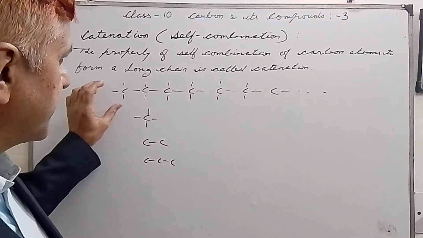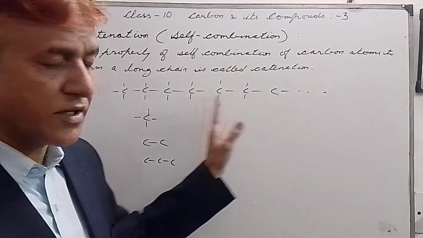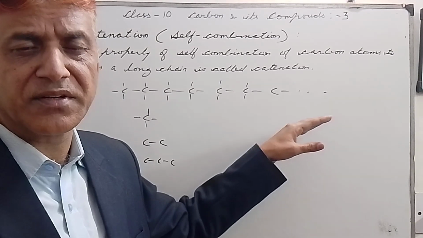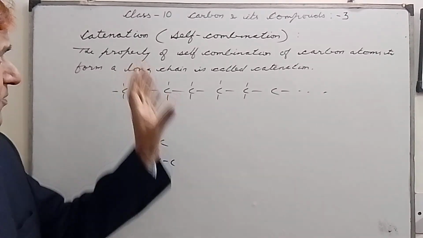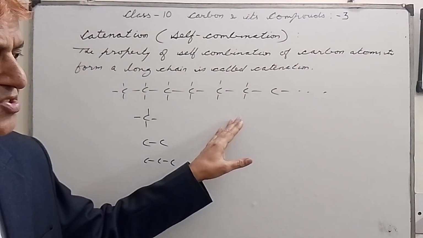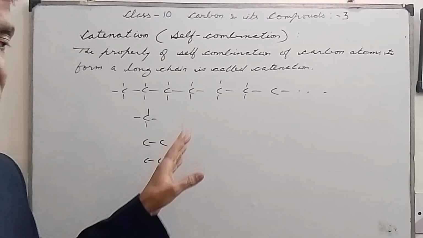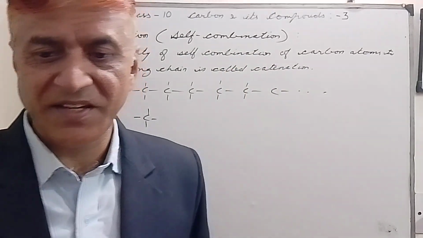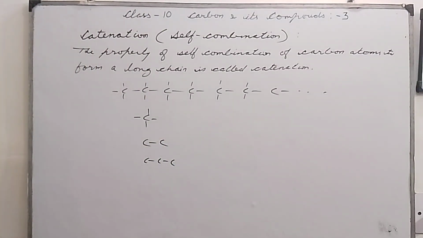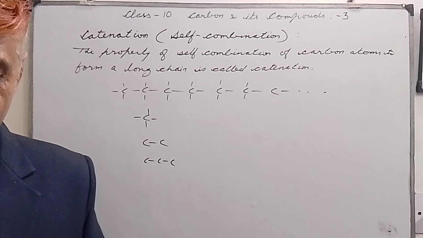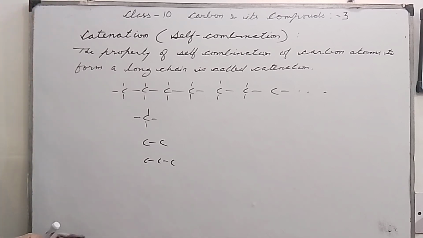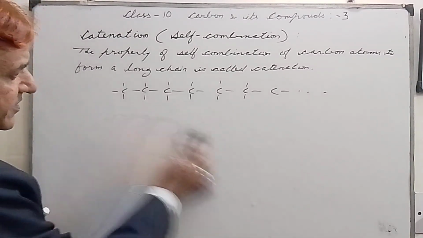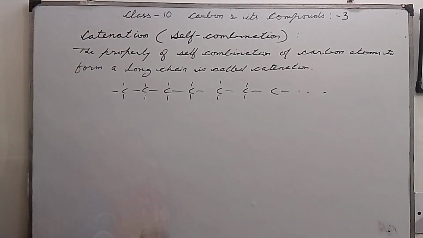And you would be surprised to know that a chain of carbon can contain even thousands of carbon atoms. This is a unique property of carbon. Not all elements are gifted to have this property. So my dear students, carbon is blessed with many properties. That is why it is so important, and it has so many compounds. Due to this catenation, carbon can form a large number of compounds.